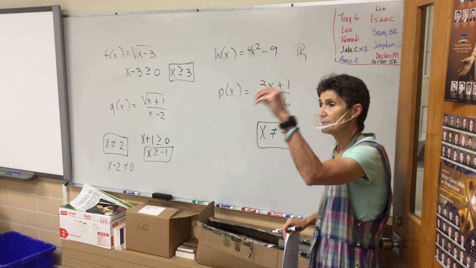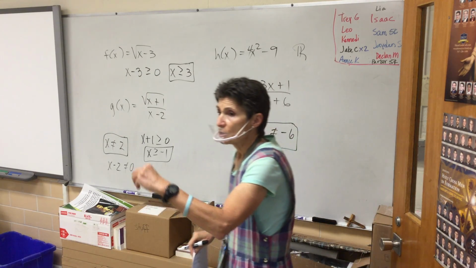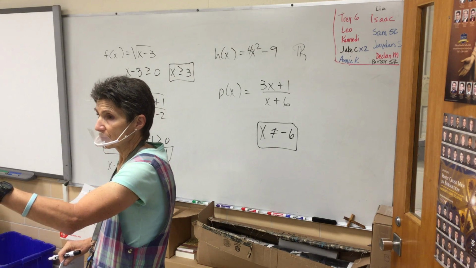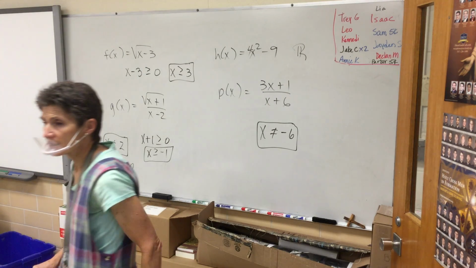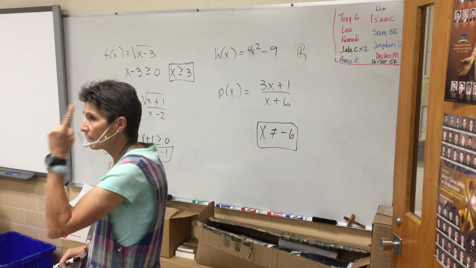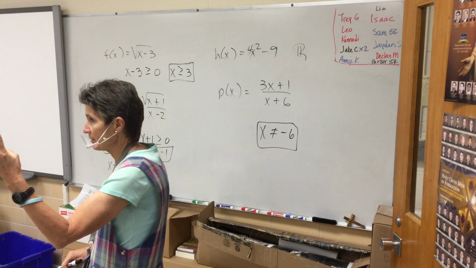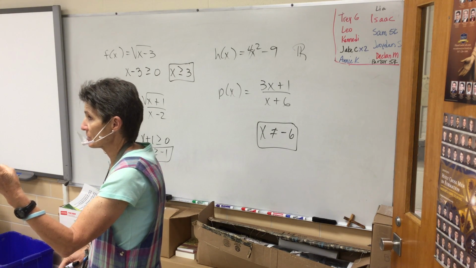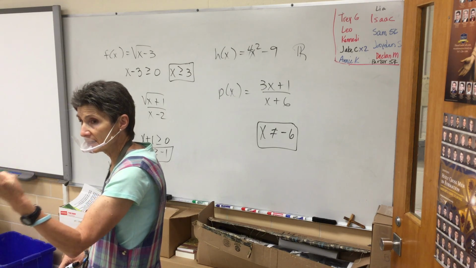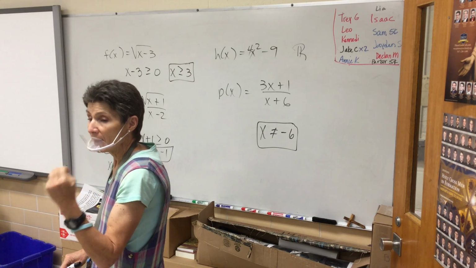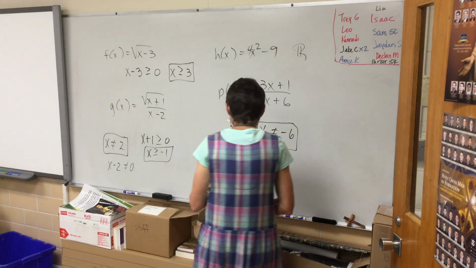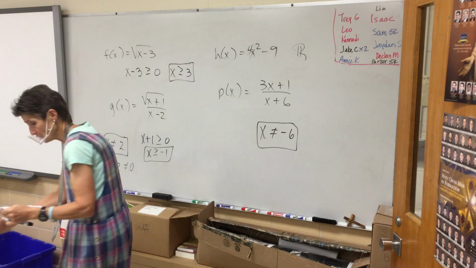When the question involves domain, you zero in on 2 things. What are the 2 things that you hone in on? A radical and a denominator. You don't look at anything else, none of the rest of it matters. A radical and a denominator when the question is domain. All right, next, number 2.